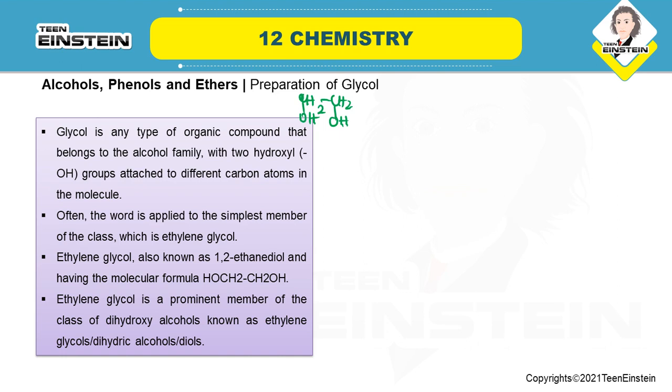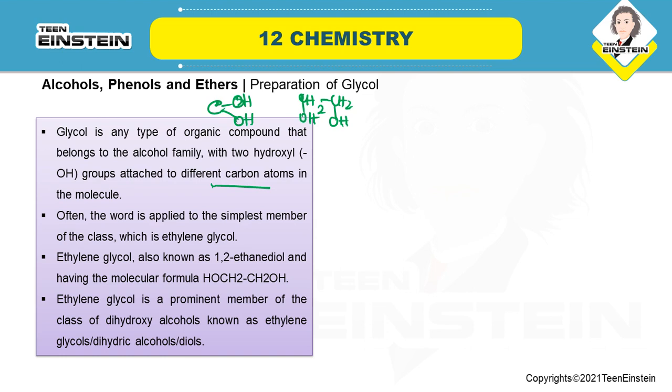So glycol is any organic compound that belongs to the alcohol family but with two hydroxy groups attached to different carbon atoms in the molecule. And this point is also important, that different carbon atoms carry the OH, because if both are attached to the same carbon, the name will be different. In that case the name is gem-diol, this structure. But here two different carbons, two different OH attached. That is why it is glycol.